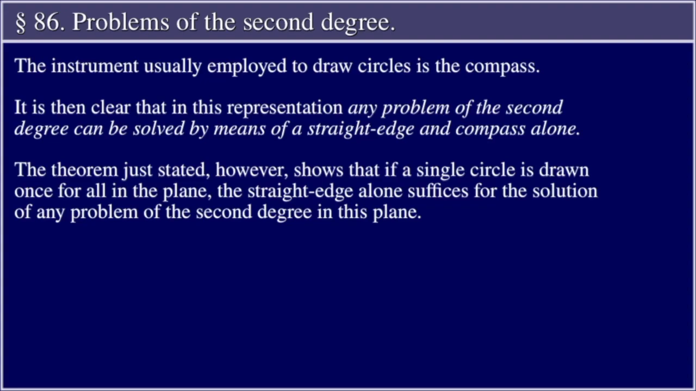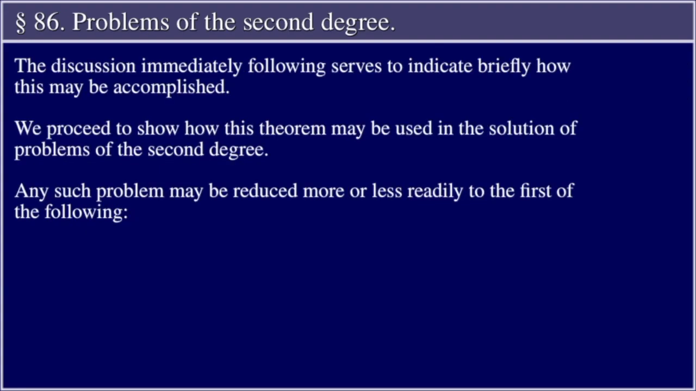The theorem just stated, however, shows that if a single circle is drawn once for all in the plane, the straight edge alone suffices for the solution of any problem of the second degree in this plane. The discussion immediately following serves to indicate briefly how this may be accomplished. We proceed to show how this theorem may be used in the solution of problems of the second degree. Any such problem may be reduced more or less readily to the first of the following.